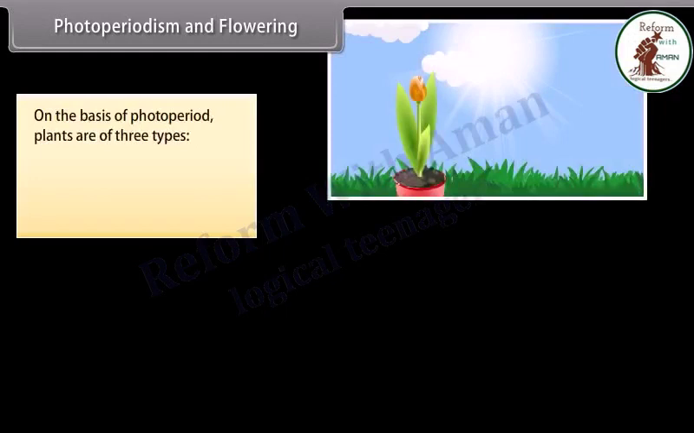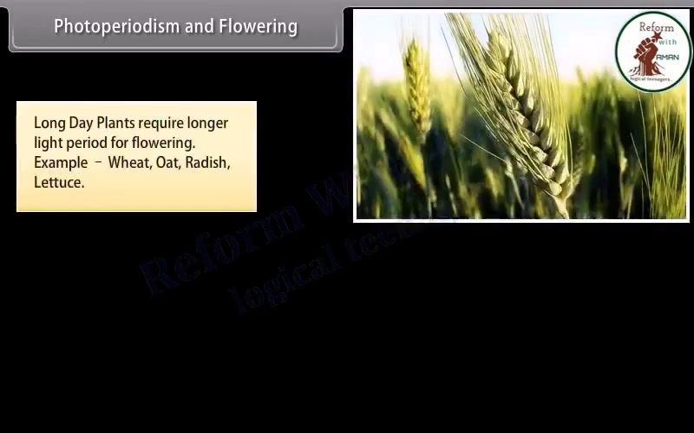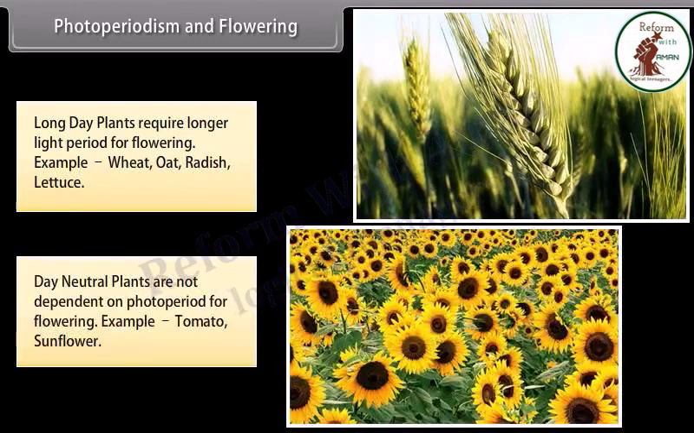On the basis of photoperiod, plants are of three types: short-day plants, long-day plants, and day-neutral plants. Short-day plants require longer dark period for flowering. Example, tobacco, rice, dahlia. Long-day plants require longer light period for flowering. Example, wheat, oat, radish, lettuce. Day-neutral plants are not dependent on photoperiod for flowering. Example, tomato, sunflower.